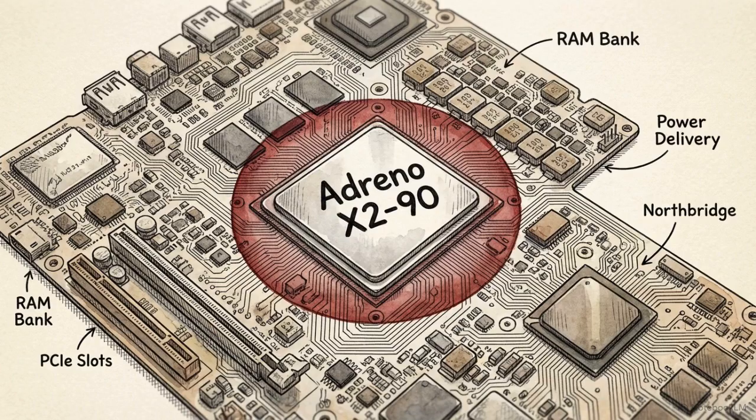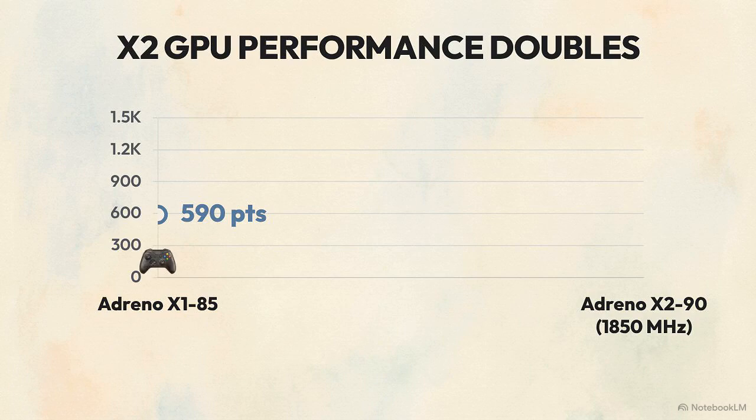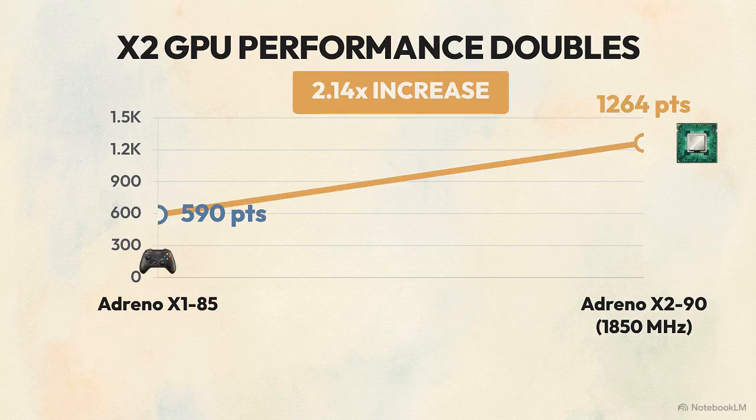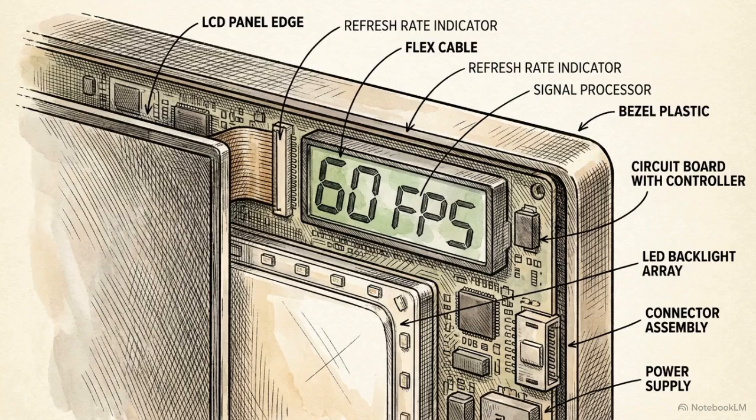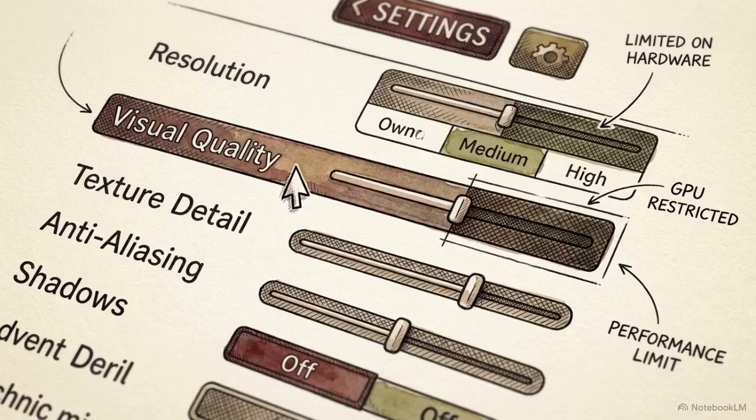Graphics are handled by the new Adreno X290 integrated GPU, which clocks in at up to 1850 MHz. This delivers roughly double the graphics performance of the first-generation Snapdragon X chips. This means you can actually play demanding titles like Cyberpunk 2077 and Baldur's Gate 3 at 1080p with highly playable frame rates. The Adreno architecture still lacks modern frame generation technology, which puts a hard ceiling on how far you can push those visual settings.